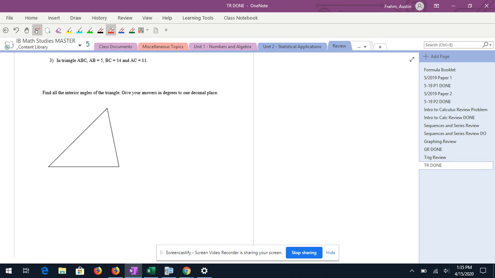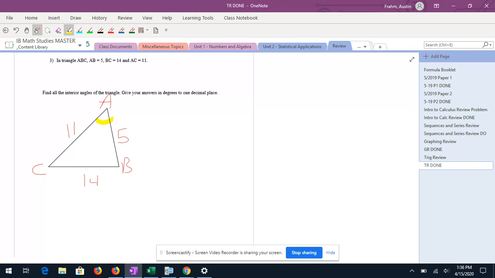So let's label this given triangle ABC. AB is 5, BC is 14, and AC is 11. Again, the picture might not be drawn to scale, but that's okay. Let's just say we want to find angle A first, right?